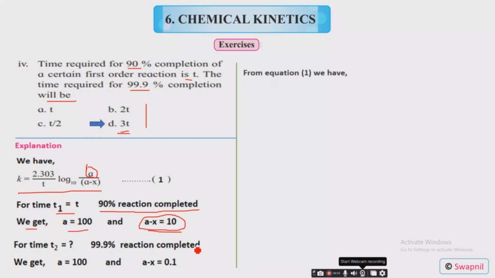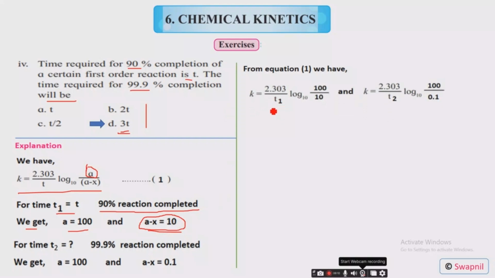So from equation 1 we get K is equal to 2.303 divided by T1 into log of 100 divided by 10 to the base 10, and K is equal to 2.303 divided by T2 log of 100 divided by 0.1 to the base 10. So equating these two equations, we get 2.303 divided by T1 log of 100 divided by 10 to the base 10 is equal to 2.303 divided by T2 log of 100 divided by 0.1.